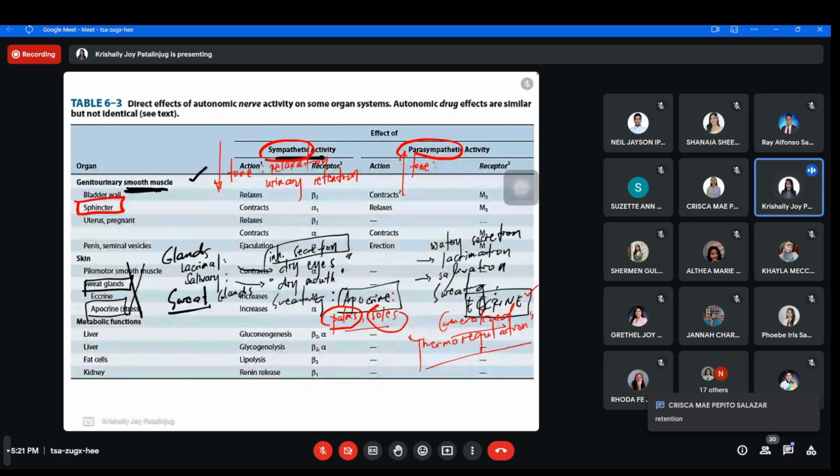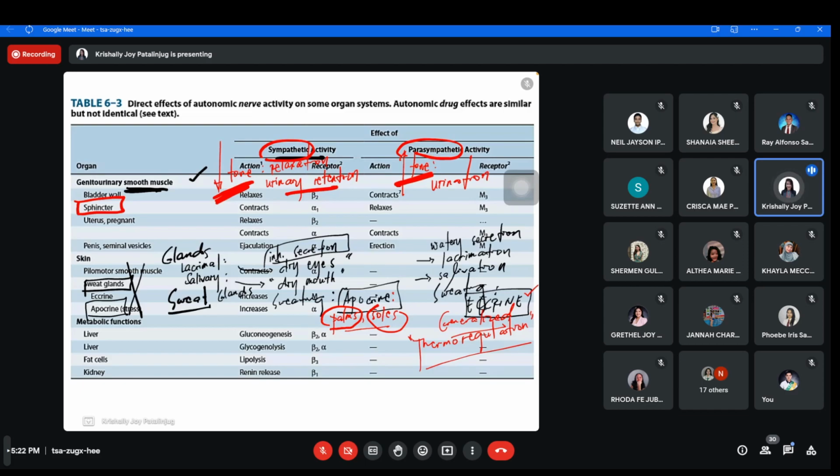Kasi nga relax yung tone, yung pressure sa urinary bladder, retained yung contents. And opposite, urination naman dito. Okay, again, the reason kasi greater yung tone kapag parasympathetic activity for urinary bladder. So please take note of this. Sympathetic, parasympathetic responses sa smooth muscles, bronchioles, GIT, urinary bladder.